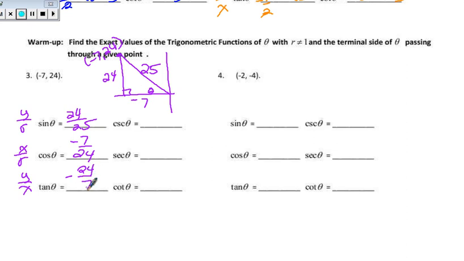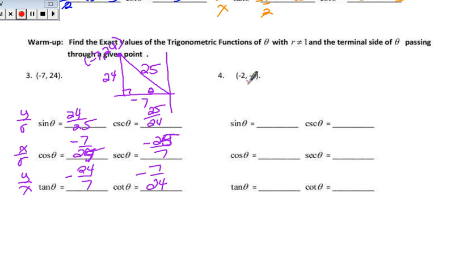If you forget these here, remember you can always revert back to SOHCAHTOA. Sine would have been the opposite over the hypotenuse, so you have a failsafe if you draw your triangles each time. Once we have this, we take the reciprocal, so we have 25 over 24, negative 25 over 7, and, sorry guys, it should have been 25 there, negative 7 over 24.